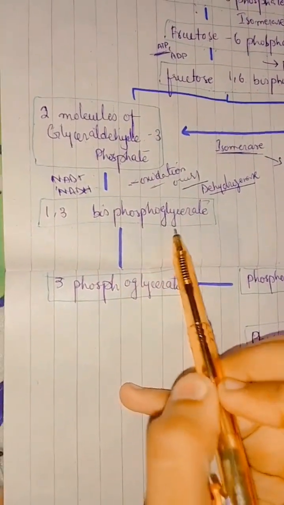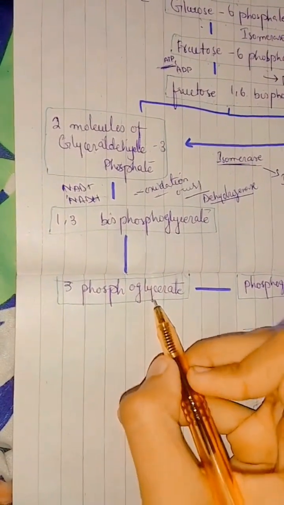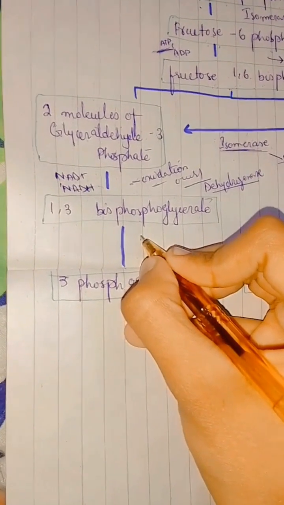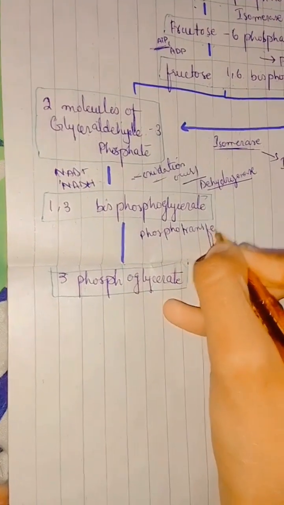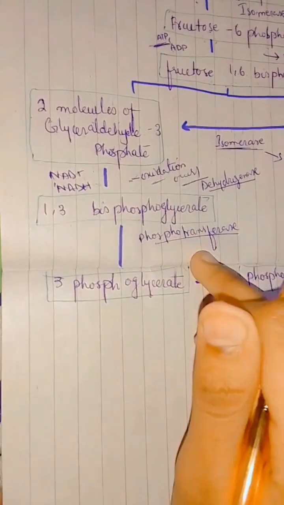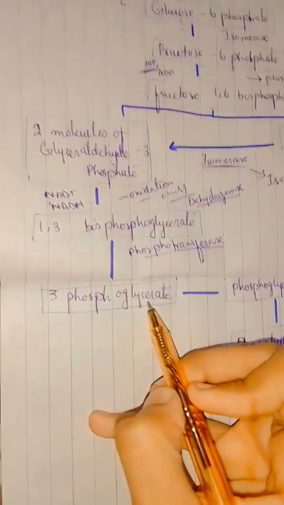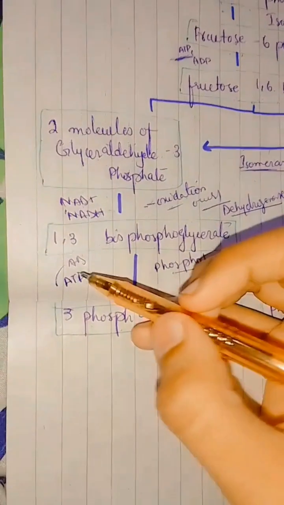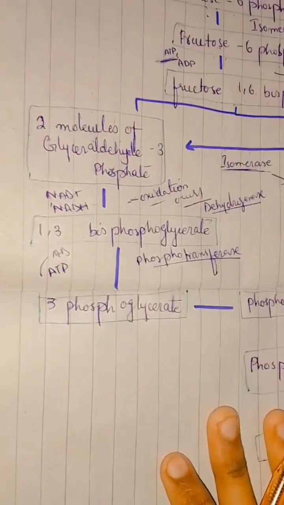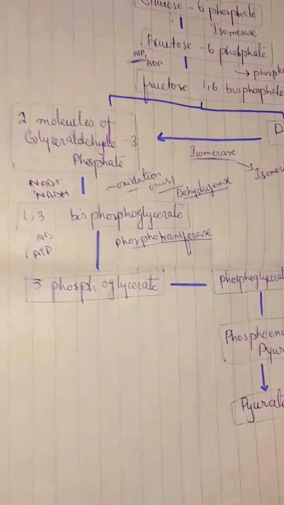1,3-bisphosphoglycerate will convert into 3-phosphoglycerate by an enzyme, that is phosphotransferase. That is an enzyme that will help 1,3-bisphosphoglycerate to convert into 3-phosphoglycerate. Here 2 molecules of ATP will be formed as well. Now the 3-phosphoglycerate is formed here.